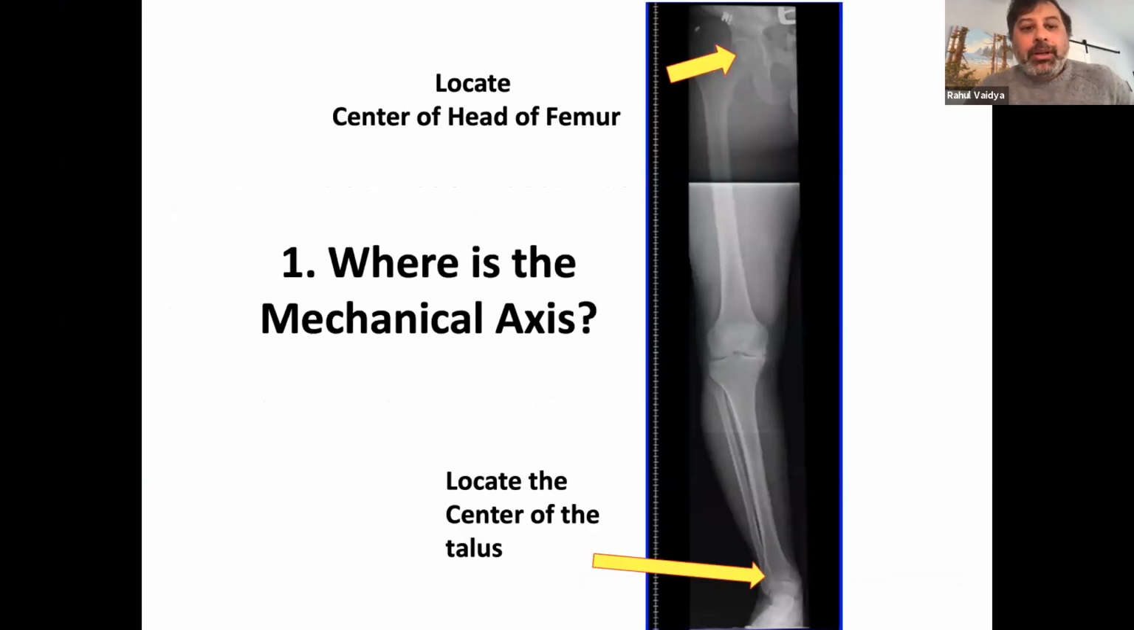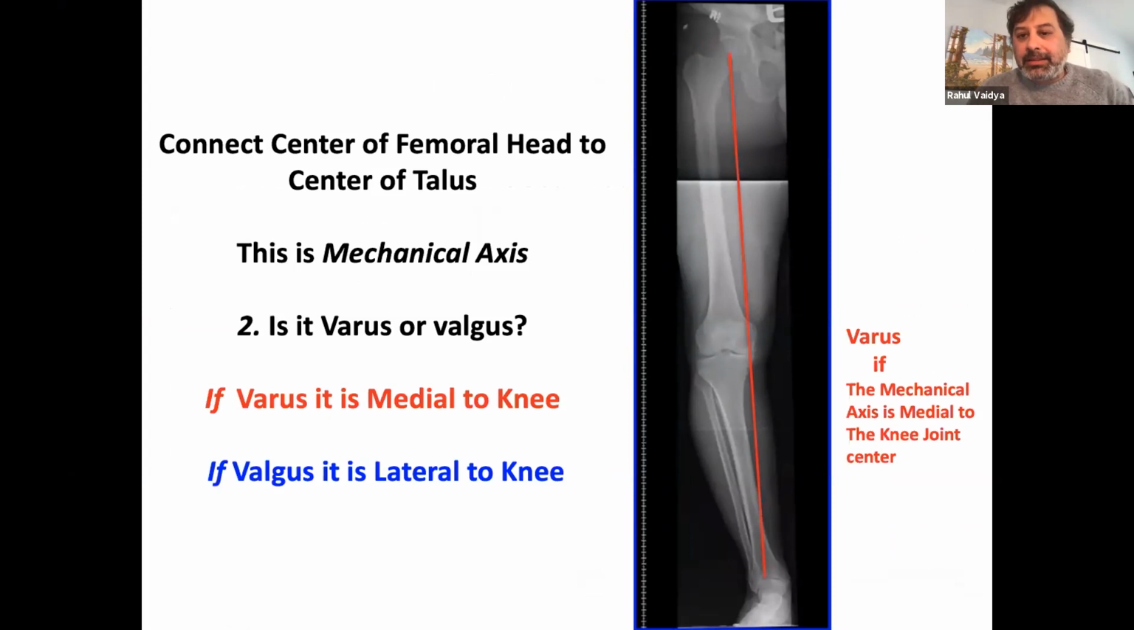So we're going to locate the center of the head of the femur, and we're going to locate the center of the talus. We're going to draw a mechanical axis. And again, this is varus. It's medial to the knee joint, the center of the knee.